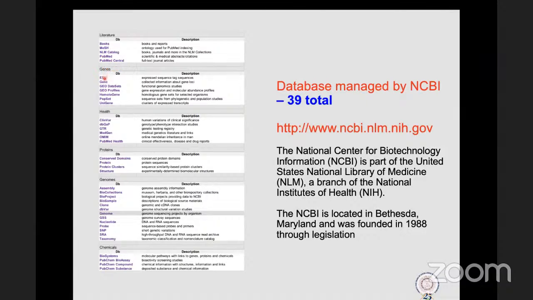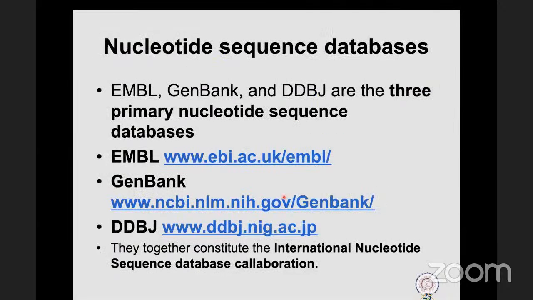And in the gene section there are 7. In the health section, there are a total of 39 databases managed by the NCBI, where you can find everything related to science. Now the nucleotide sequence archive databases.